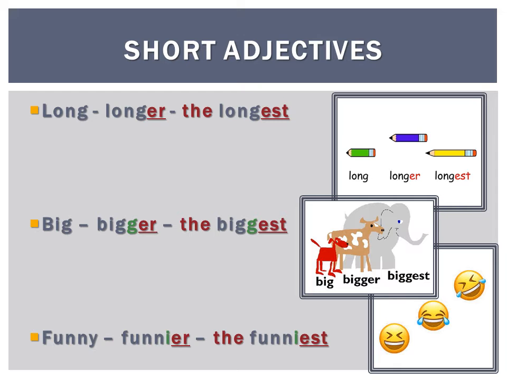With short adjectives, add er and est endings. For example, long, longer, the longest; big, bigger, the biggest; funny, funnier, the funniest. Pay attention to the spelling of the following patterns.